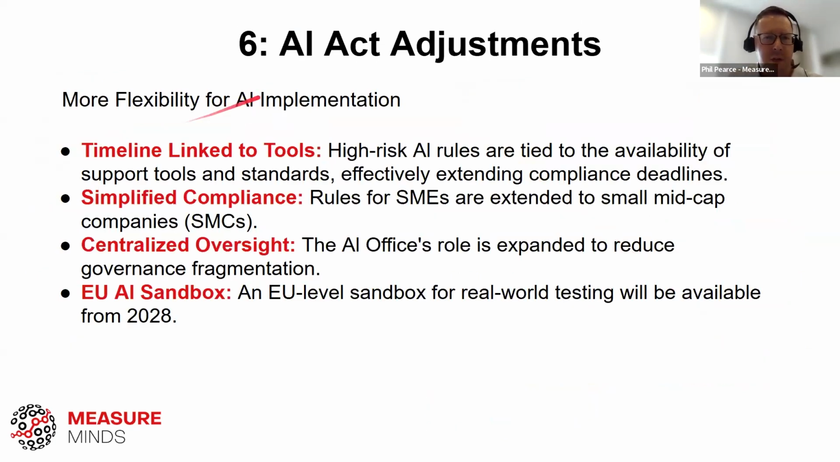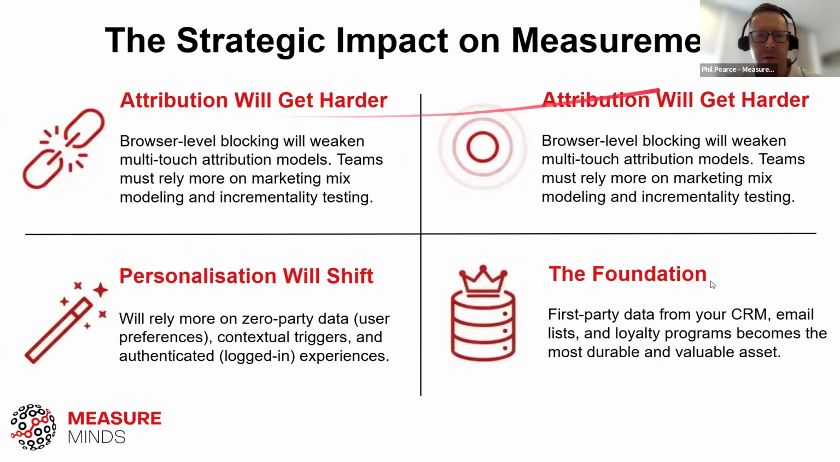So the other change, more flexible AI implementations. So the rules for SMEs being simplified. Okay, EU sandbox available in 2028. So attribution is going to get a bit harder, unfortunately, because of these linkages, which basically need to be unlinked, for instance, cost data and user ID, etc. So sessionization is not going to be as easy. Personalization will shift to zero party. Okay, so opt-in for first party data becomes more important for vouchers and affiliates, etc.